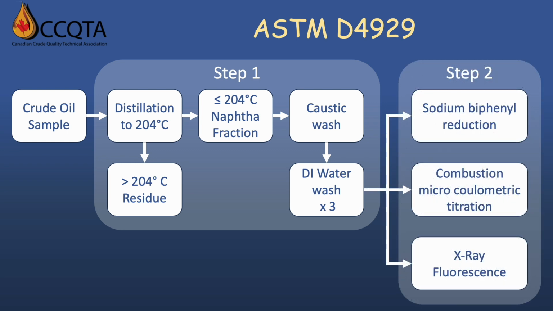Second, the washed naphtha fraction is analyzed by one of three different procedures. Procedure A involves reacting the organic chlorides with sodium biphenyl, which converts the organic chloride to an inorganic chloride, and then the separated aqueous phase is titrated potentiometrically for chloride. Procedure B uses high temperature oxidative combustion of the organic chlorides prior to the coulometric titration. Procedure C uses X-ray fluorescence spectroscopy to detect and quantify the chlorides in the naphtha. UOP has also published two methods for measuring organic chlorides, UOP 588, which is similar to D4929A, and UOP 779, which resembles D4929B.